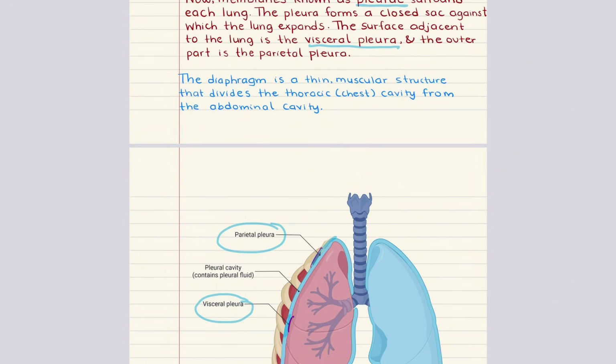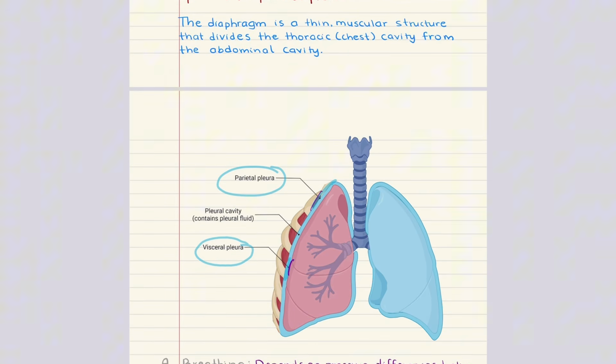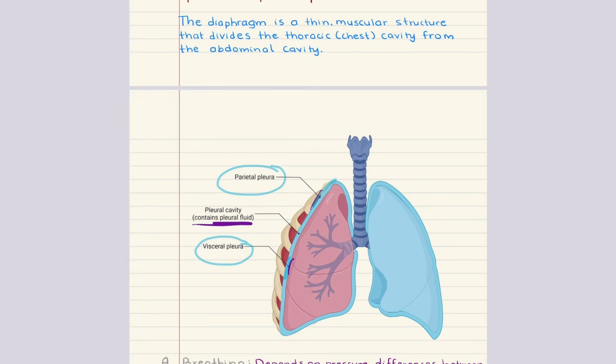Between these two layers is a narrow space called the pleural cavity, and it contains a thin layer of fluid. This fluid acts as a lubricant and allows the pleural layers to slide smoothly past each other as the lungs inflate and deflate. But this isn't just for physical support. This setup is also really important to how we generate the pressure differences that allow us to breathe.